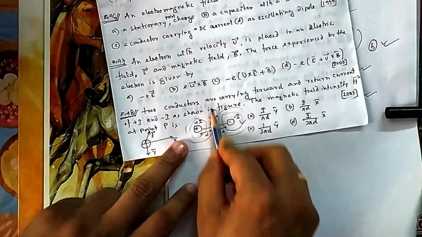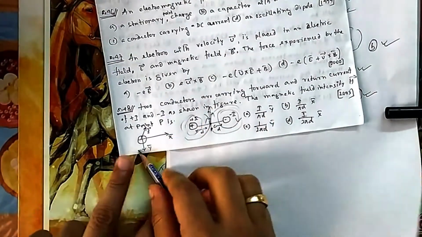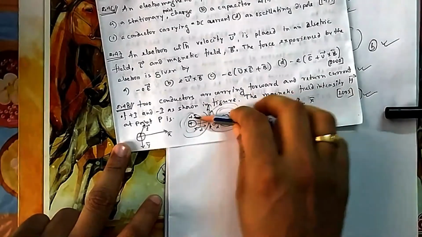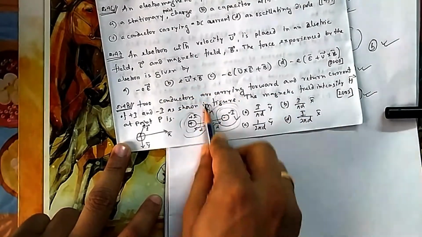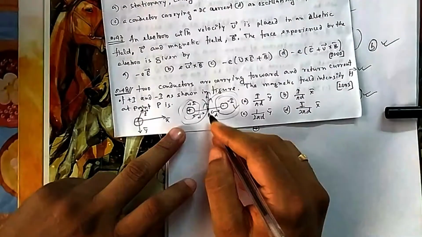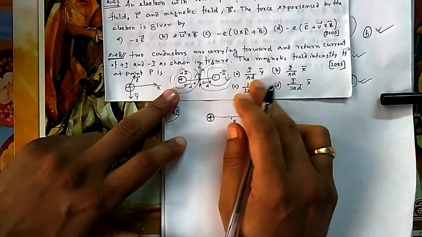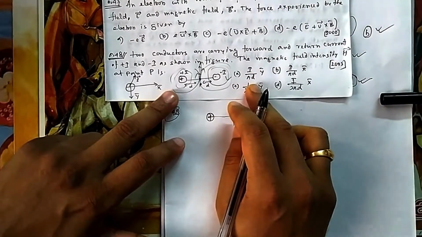So it will be either plus Y or minus Y, because they have given only Y. This is the Y direction you can see, this is the X direction and this is your Z direction. So obviously you will get it in the Y direction. You can consider it plus Y or minus Y, whatever, because they have not specified which direction it is.